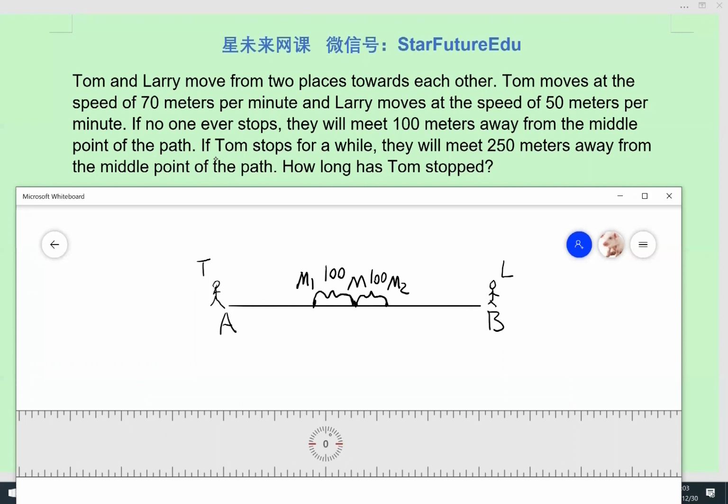Abby, do you think they meet at M1 or M2? I think they should meet at point M2. Because Tom is faster? Very good. Because Tom is faster. For the same amount of time, Tom must have traveled more distance than Larry, right? So it must be M2. Let me erase M1.